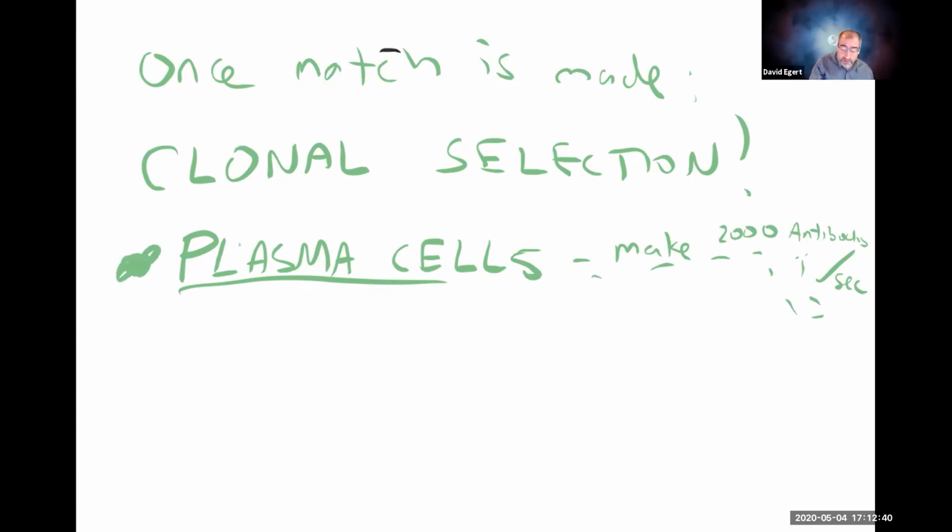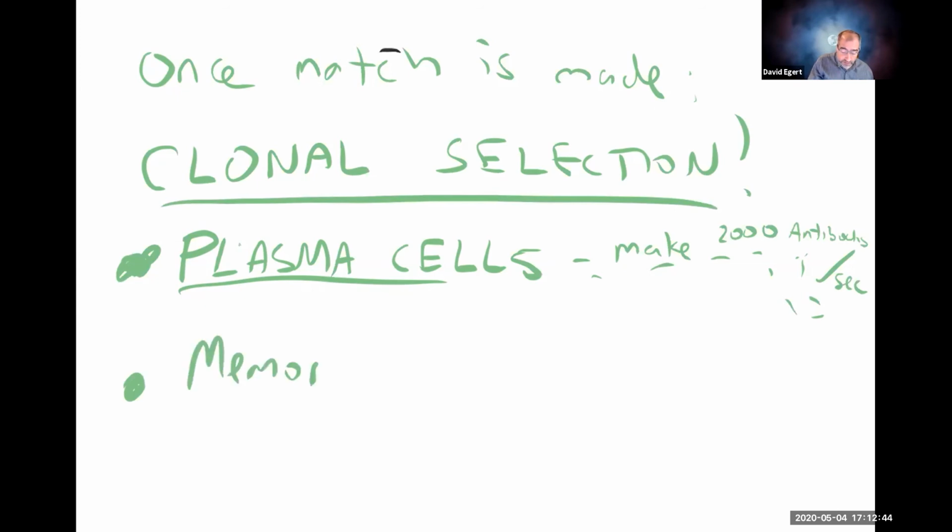Besides plasma cells, the other thing that's made is memory cells. The memory cells just get stored away. So if you ever see that same antigen again, your body will recognize it and isn't going to have to go through this whole process to start with. It'll have a quick, fast response.